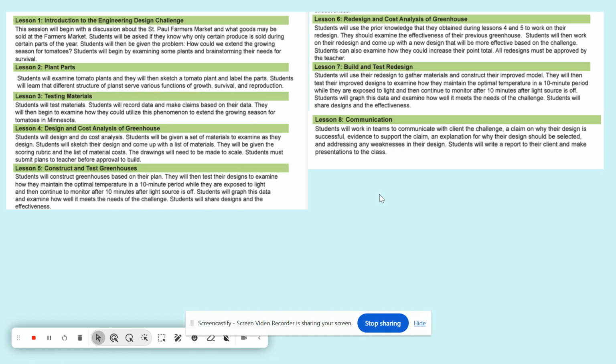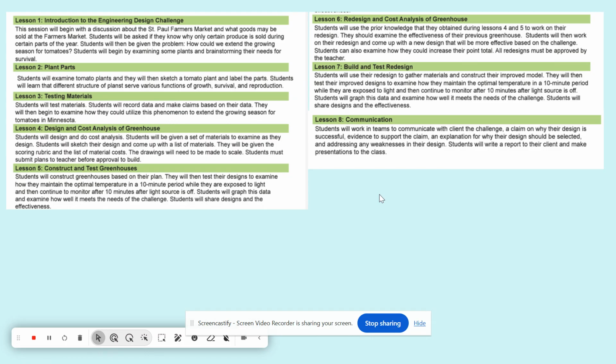Here's a layout of the 8 lessons that are used throughout that unit. I believe each lesson had a different time frame, some longer than others, but the entire unit lasted about 12 weeks.